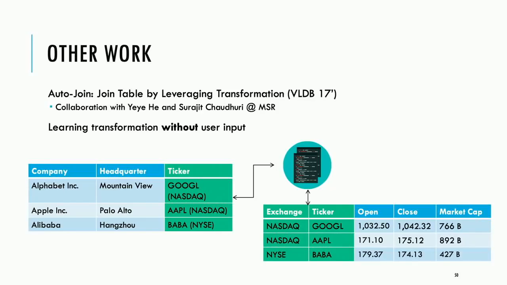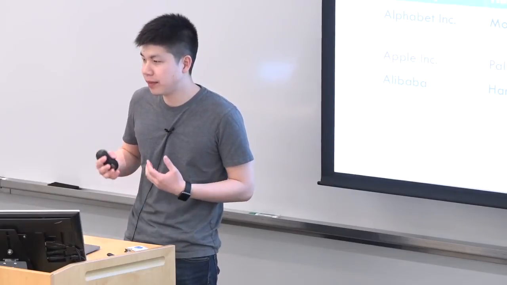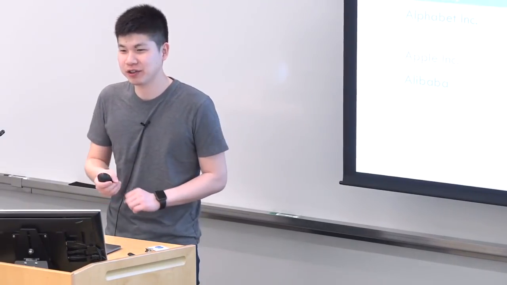In addition to joinable table search, I want to talk about other work that I have done in the area of data lakes. The one worth mentioning is AutoJoin. It is a project that I did during my internship at MSR. Actually, I think many of you were at the presentation at the end of my internship. This led to a VLDB 2017 paper, thanks Yeye, who was really good. What this algorithm does is automatically generate a transformation function that can convert the formats into a consistent format for equal join. The highlight is that, unlike many existing approaches, this algorithm does not require any user inputs, and does not require users to provide examples.